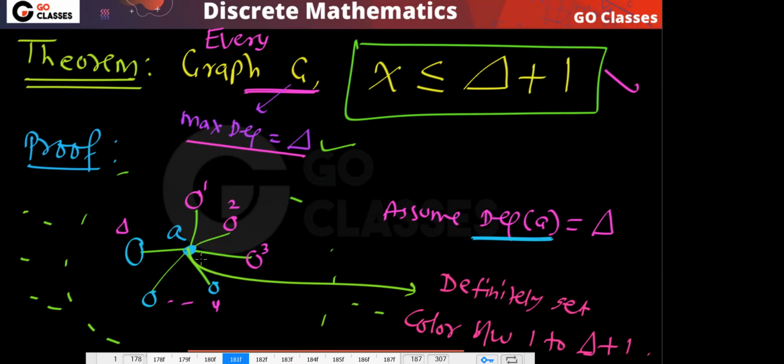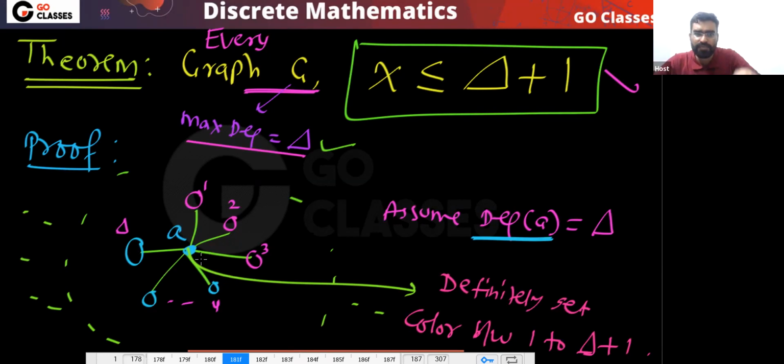Exactly. So in the worst case, it will go up to delta, and delta plus 1 for the A vertex. Every vertex will definitely get a color between 1 to delta plus 1. So this is the proof that the chromatic number will be less than or equal to delta plus 1.